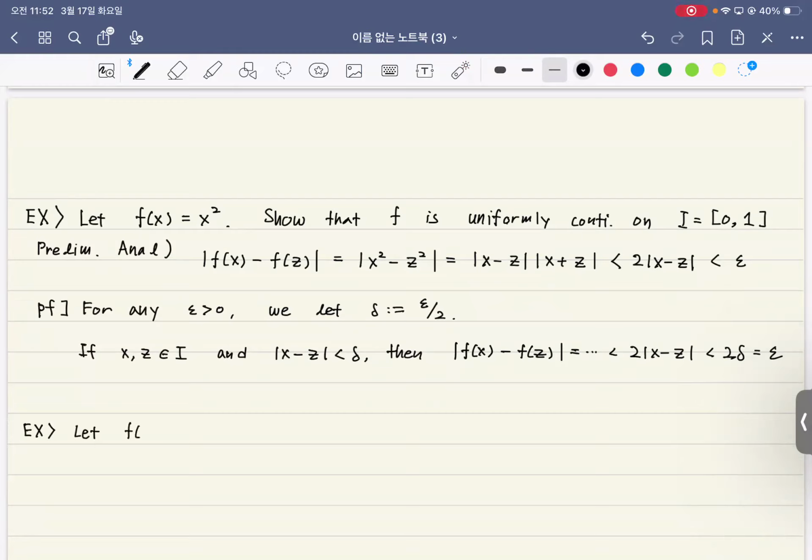Now this example is one of my favorites. I have a function, 1 over x, and I am supposed to show that this function is not uniformly continuous on the half open interval from 0 to 1. Obviously, 0 cannot be included in the domain of this function because dividing by 0 is prohibited.